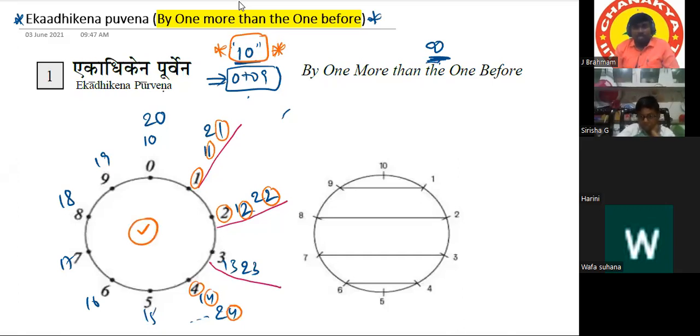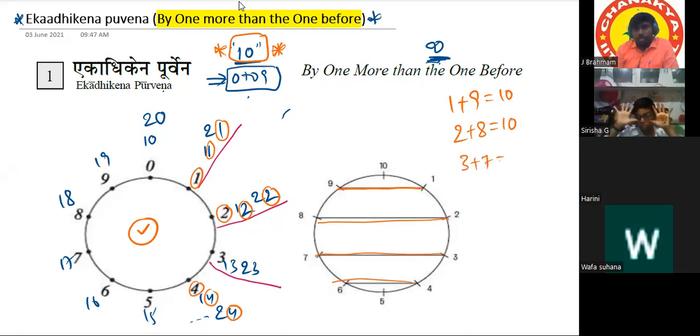Now see another speciality of the 10-point circle. Here, if you add opposite numbers: 1 is opposite to 9, 2 is opposite to 8, 3 is opposite to 7, and 4 is opposite to 6. If you add opposite numbers, 1 plus 9 is how much? 10. Then 2 plus 8 is how much? Again 10 only. 3 plus 7 is also 10. And 4 plus 6 is also 10.